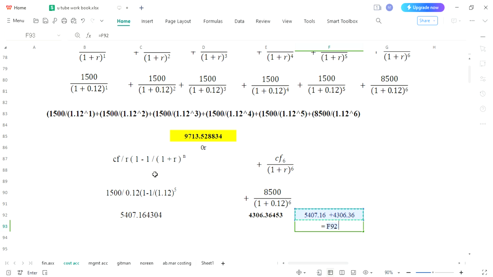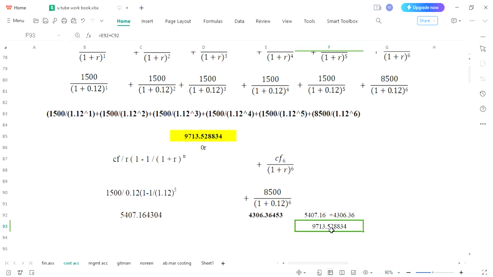First you have 4306, and then you will add 5407. So you have got the same answer. Look, 9713 and 9713. With both formulas we have calculated the same answer.